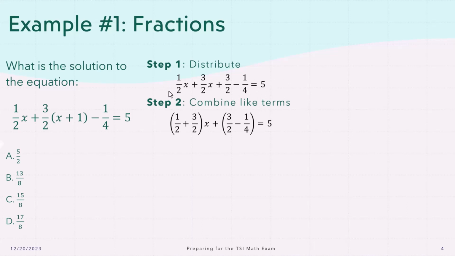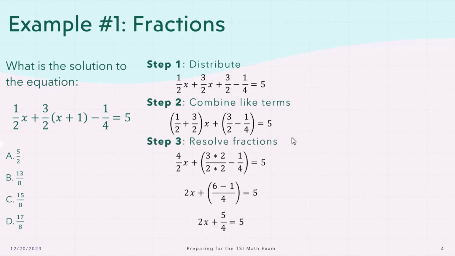So we have the 1/2 x plus 3/2 x, so we'll take out the x, which is a common term, and we have 1/2 plus 3/2 times x. And then we have the two constants, 3/2 minus 1/4. Now we need to resolve those fractions. So we have the 1/2 plus 3/2, that's going to give you 4/2, and that by itself is going to resolve down to 2x. Meanwhile, with the constants, 3/2 minus 1/4, we need to find a common denominator.